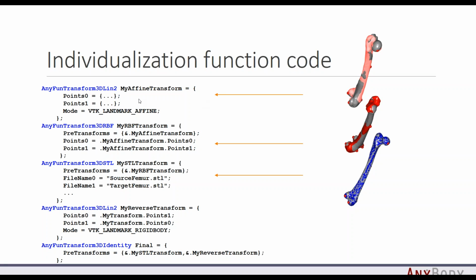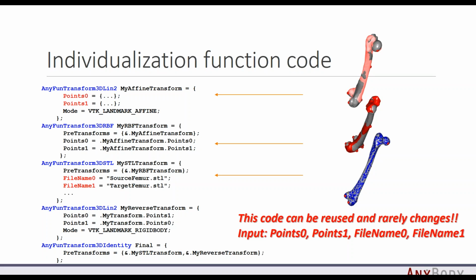And just to connect the dots with the images that we had on the previous slide, constructing a linear transformation using two sets of landmarks leads to this picture. And we have a non-linear transformation using landmarks as well, and that gives the second picture, and the STL transformation corresponds to this picture.